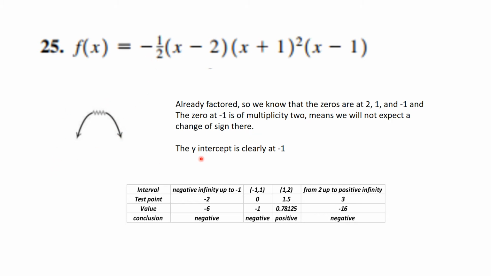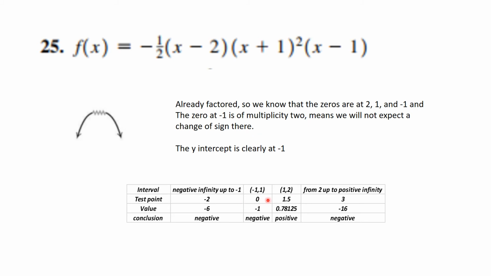If we put x to be 0, we will get a minus 2 here, we will get a 1 here, and we will get a minus 1 here. And if we multiply all these together, we will get minus 1 for our answer. So the y-intercept will be there. Okay, so we will go from negative infinity up to minus 1, from minus 1 to 1, from 1 to 2, and from 2 to positive infinity. So that is how we parse the real number line.